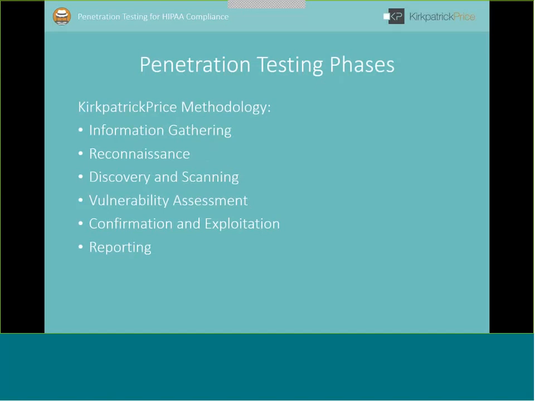And I think I talked a little longer than I intended to do that. So this is where we start to talk about our methodology, Kirkpatrick Price and our penetration testing team's approach to penetration testing. And so you can see the main points here. We'll talk about each as we go through the slide.